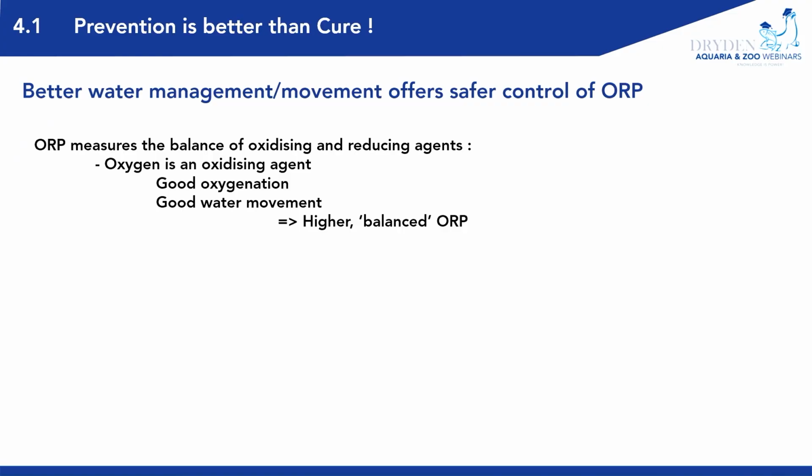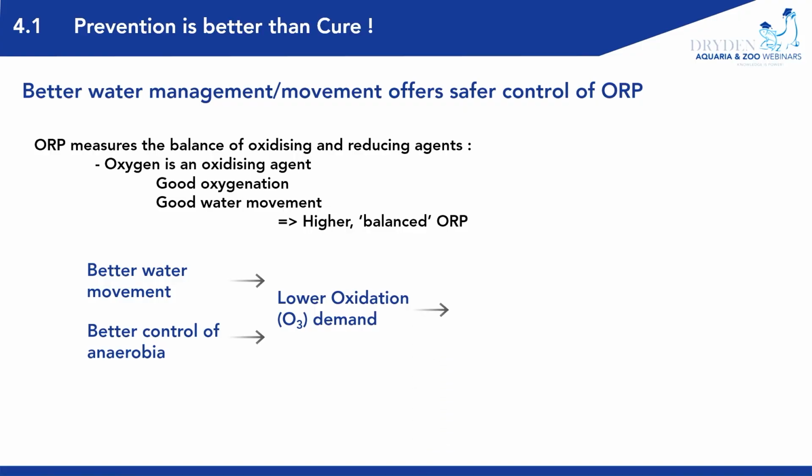Which speaks to this. Prevention is better than cure, right? Absolutely. We believe very strongly that prevention is better than cure. Rather solve your problems at the source than trying to manage them at a later stage with chemical additions, whether that's ozone or chlorine in marine mammal systems. But the better your water movement, the better your control of anaerobia, the lower your oxidation potential, the higher your natural ORP is. It stays naturally high, and the less reliant you are on ozone applications.